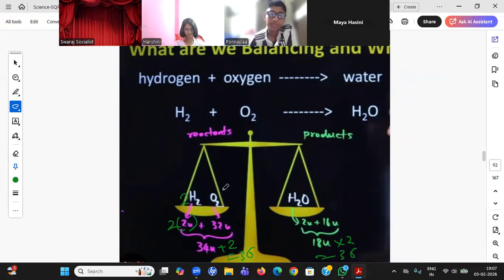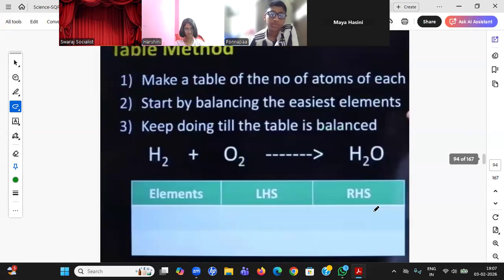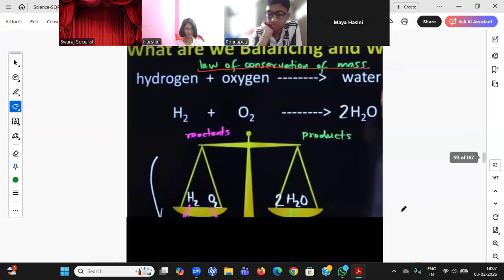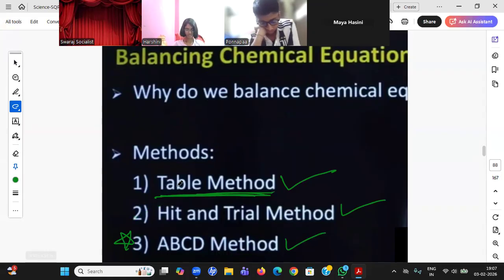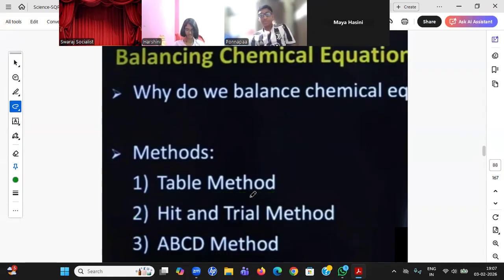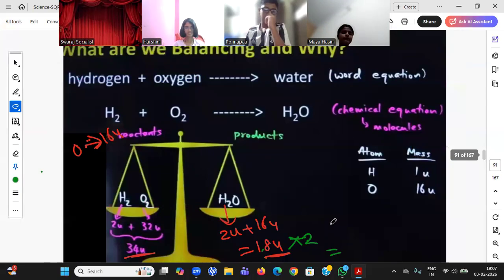But is it possible always to use this method? No. That's the reason we are having 3 methods, student. What are those methods? Those methods are table method, hit and trial method, ABCD method. So to balance any chemical reaction, we'll be using these 3 methods. I'll say table method, but it's your wish. Some students are very comfortable in this method, but I am comfortable in the ABCD method and hit and trial method also. That's up to you. I'll explain these 3 methods. Okay, student, let us start with the table method. The same equation.